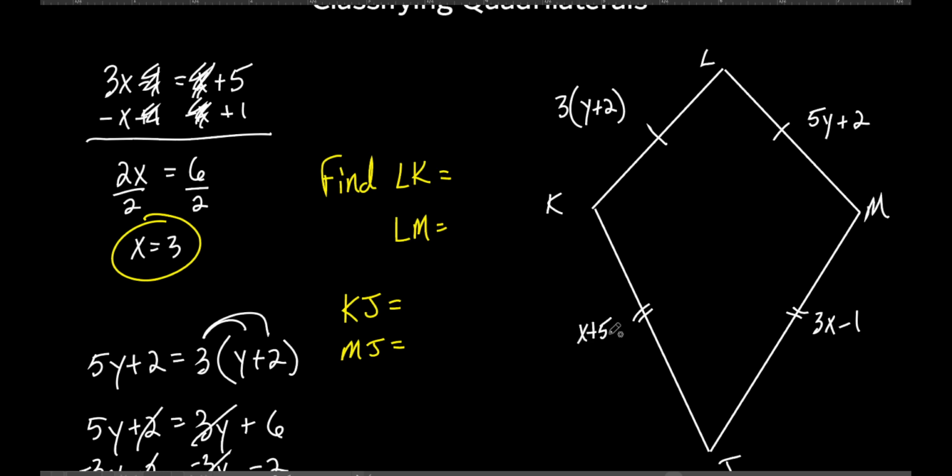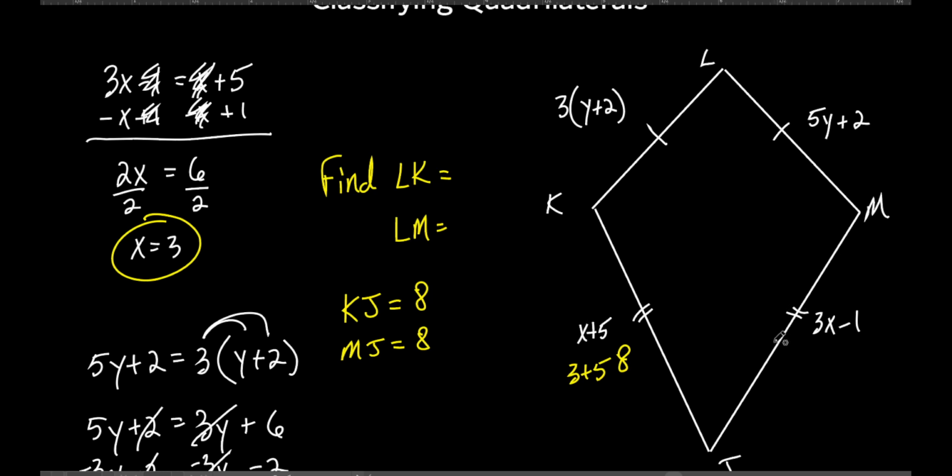So instead of x plus 5, it's 3 plus 5. What's 3 plus 5? It's 8. So KJ right there is 8. So what's MJ going to be without doing any math whatsoever? It's going to be 8. How do you know that mj is 8? Because they're equal to each other. That's right. You don't even have to go through the math.